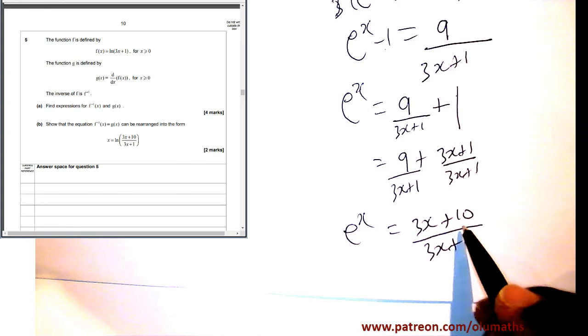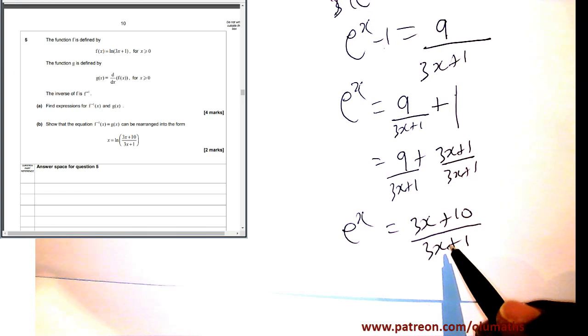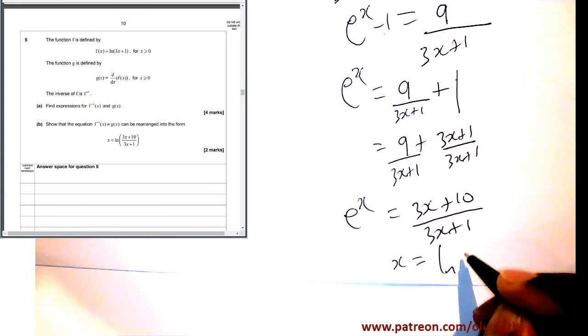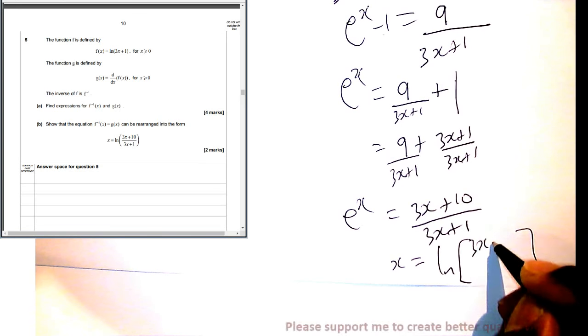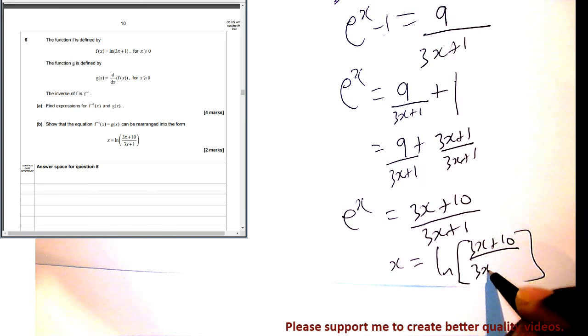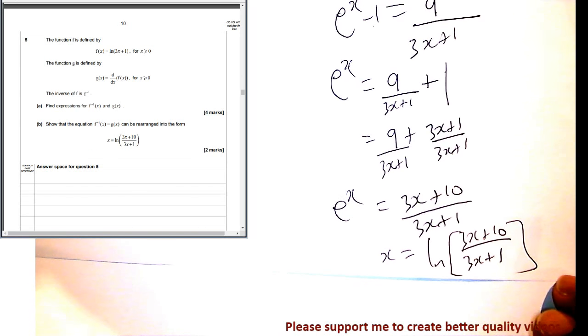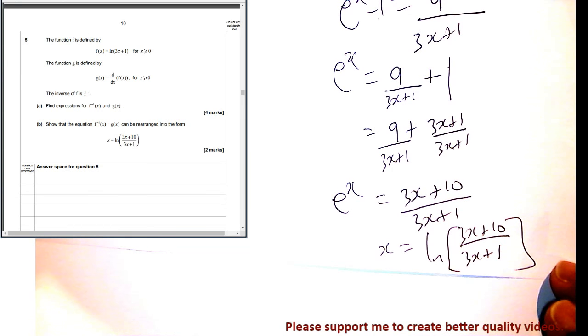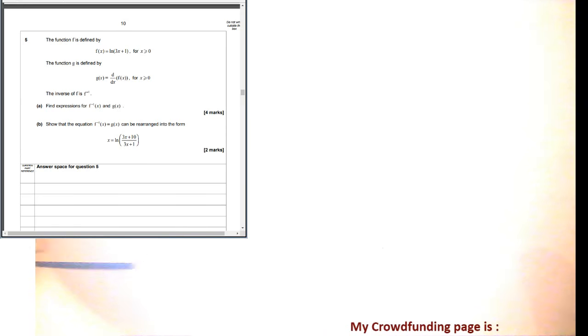So if e to the x is all that, then take ln of both sides, which leaves you with x equals ln of 3x plus 10 over 3x plus 1. And by the time you get this, you'll be rest assured that you've not just got their 2 marks, but that means the answer you gave for the 4 marker was also correct. And you'll be happy, won't you?